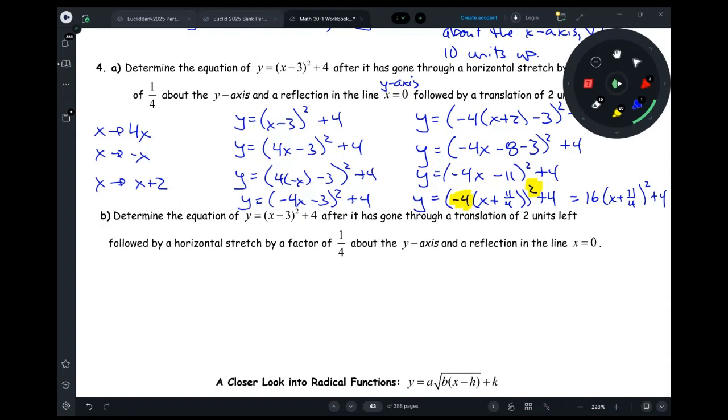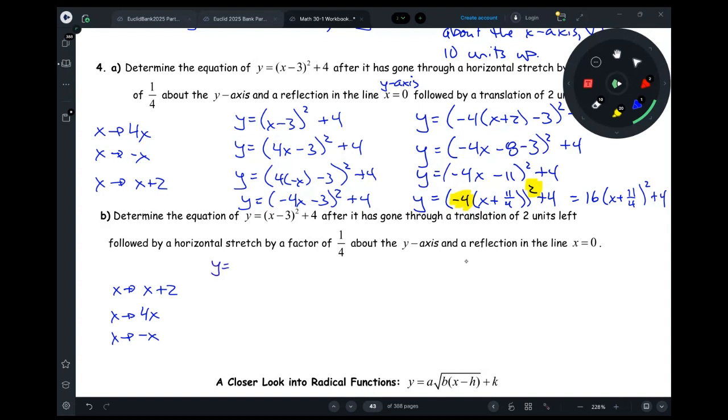Now take a look at this next one. Determine the equation after it's gone through. Now here we go. A horizontal translation, 2 to the left, means I'm going to replace x with x plus 2, followed by a horizontal stretch by a factor of a quarter. So x is replaced with 4x. And then again, x is going to be replaced with negative x. So we just want to look at what happens when you do it in the other order.